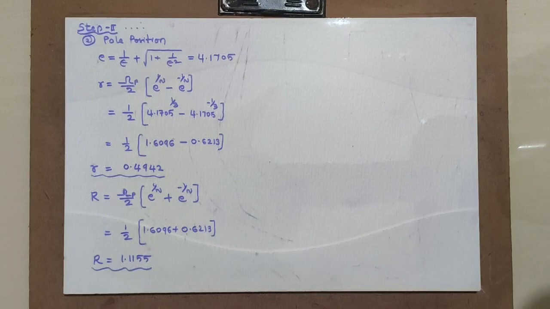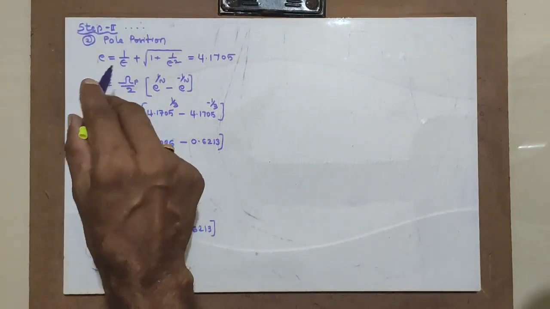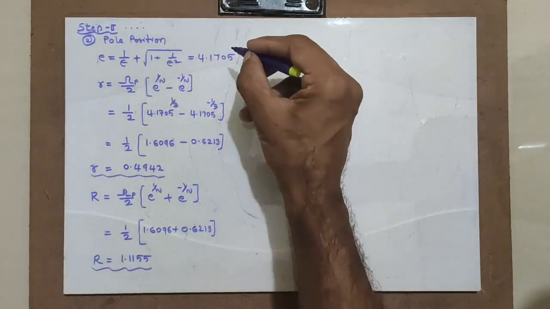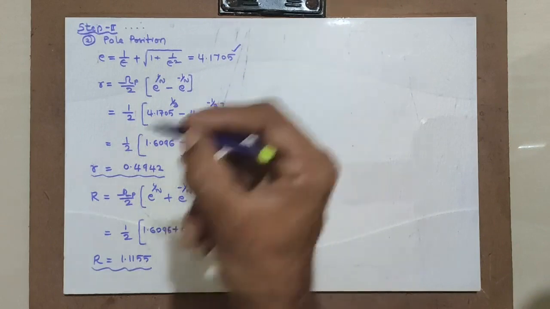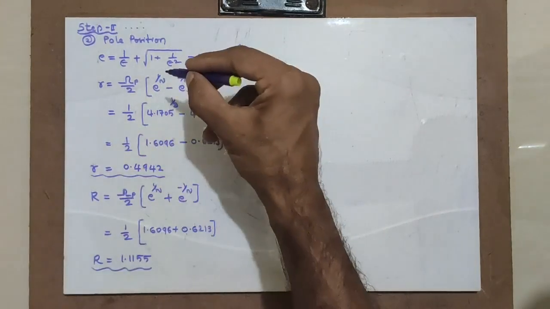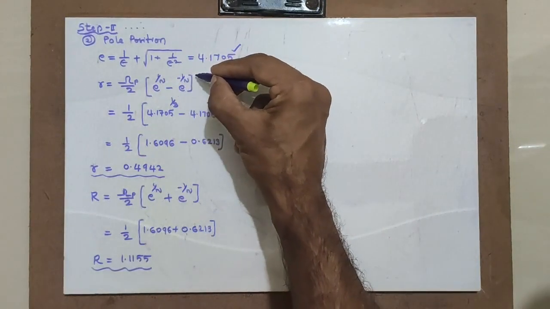Continuing with step 2, here I will be finding pole position. To find the pole position, I want the formula of an intermediate E. E is equal to 1 by epsilon plus square root of 1 plus 1 by epsilon square. You can find it to be 4.1705, and there will be minor axis and major axis, where the minor axis formula is omega p by 2 into e raised to 1 by n minus e raised to minus 1 by n.